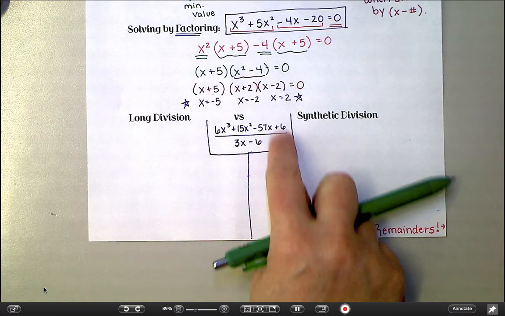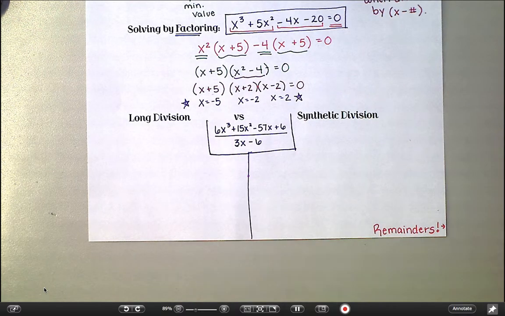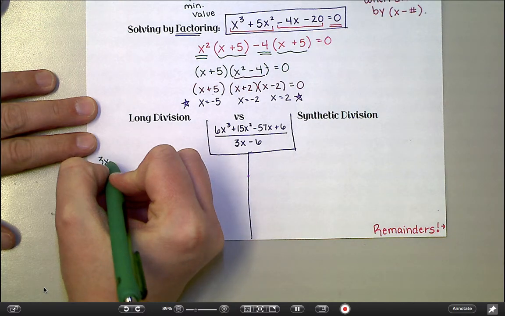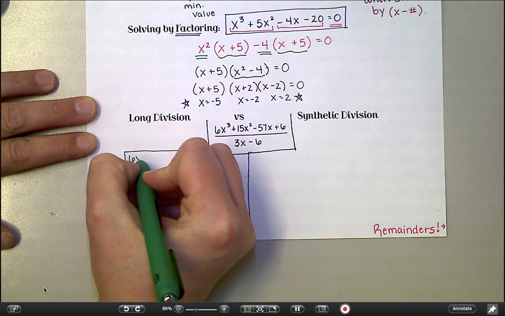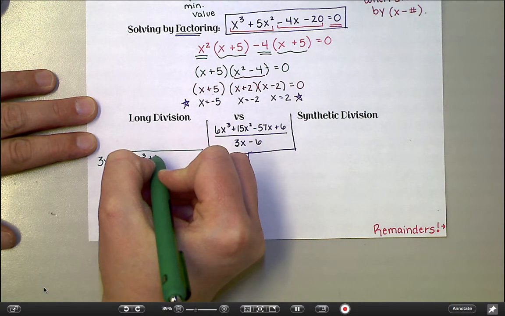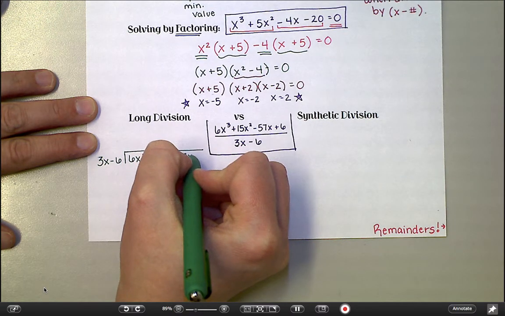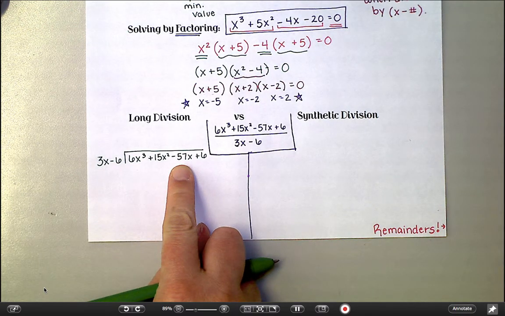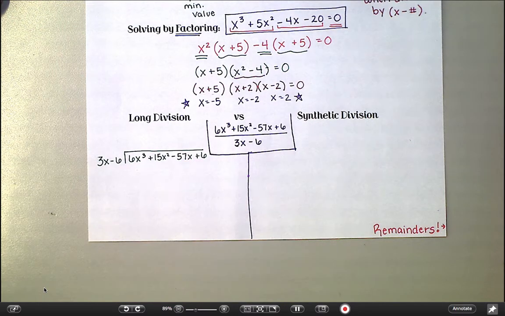For long division, let's say my problem was written like this. This is really this big polynomial divided by 3x minus 6. So I would write this with the 3x minus 6 on the outside and the long polynomial inside. So 6x cubed plus 15x squared minus 57x plus 6. Just a reminder to you, if you are missing any pieces in here, so let's say we jump from x cubed straight to x and we didn't have an x squared, you would want to put a 0 there to kind of hold that spot.